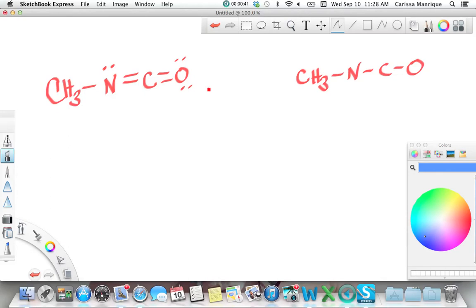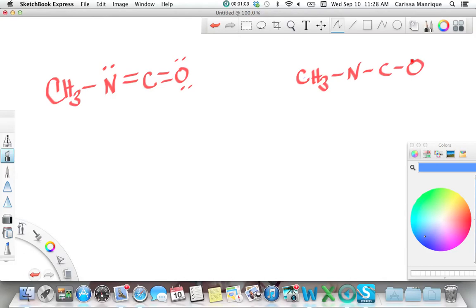So for resonance, you have to keep the basic backbone the same. Since this starts off as CH3 bonded to nitrogen, bonded to carbon, bonded to oxygen, it still has to be CH3 bonded to nitrogen, carbon, oxygen. How many bonds are between each one will change, but the actual backbone will not change.